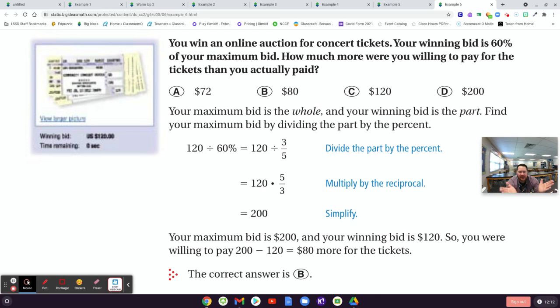And there we go. Apparently they didn't do it with the ratio table, but this can also be solved with the ratio table.